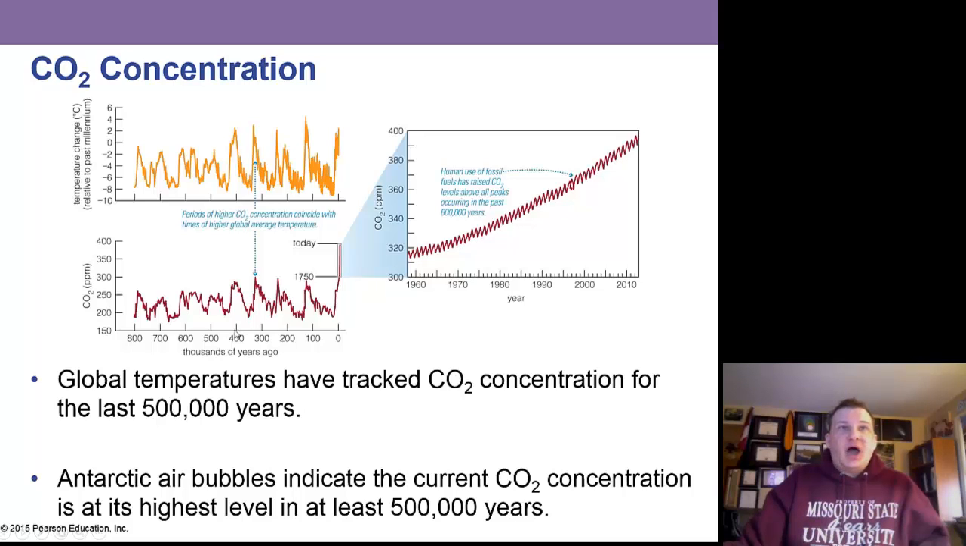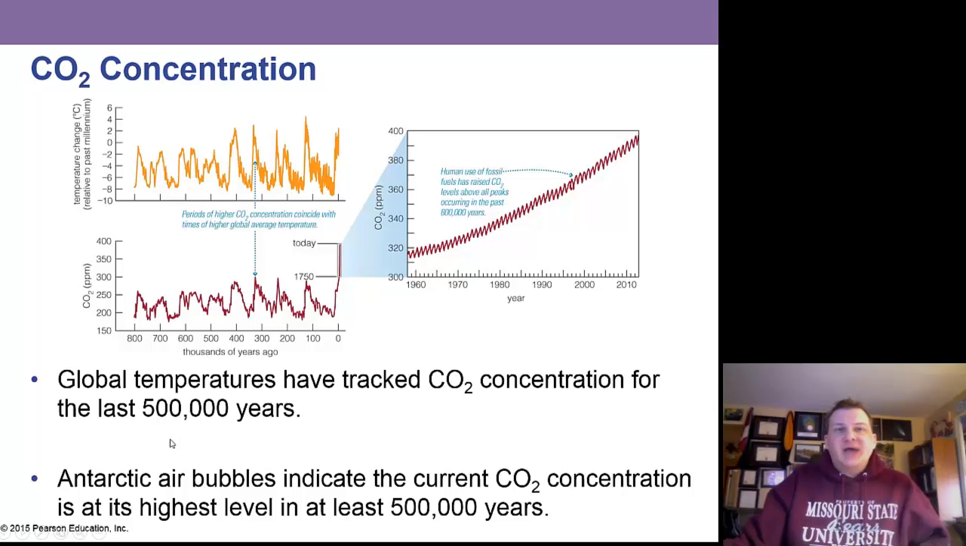Now we can go back into ice cores and see that we have peaks in carbon dioxide activity, but since 1750, we've had an enormous spike in carbon dioxide. And the reason is the Industrial Revolution. We started putting out that gas into the atmosphere. So global temperatures have tracked carbon dioxide concentration for the last 500,000 years.